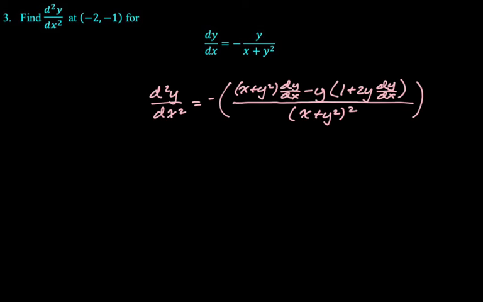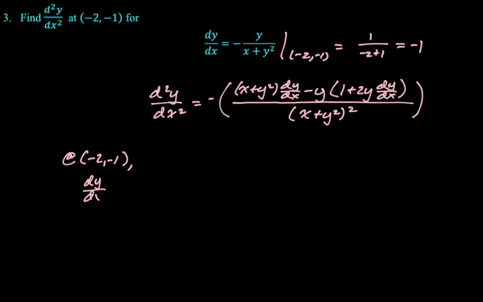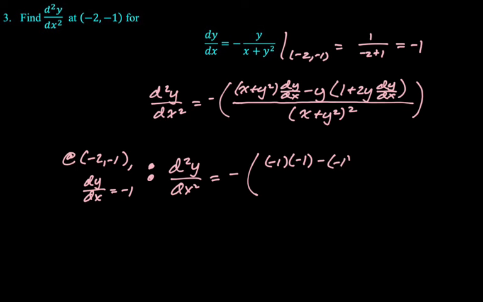All right, now we've got to evaluate this thing. I'm going to need to know what dy/dx is at (negative 2, negative 1). So just substitute in and you get 1 over negative 2 plus 1, so negative 1. So what we're doing is evaluating this thing at (negative 2, negative 1), and dy/dx is negative 1. Here goes. You just get a lot of 1s or negative 1s because negative 2 plus 1 is negative 1. So x plus y squared is negative 1. Everywhere you have that, you're just getting negative 1. You can go through and substitute everything.